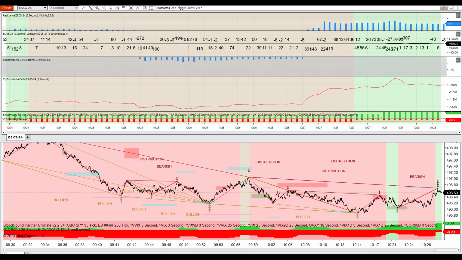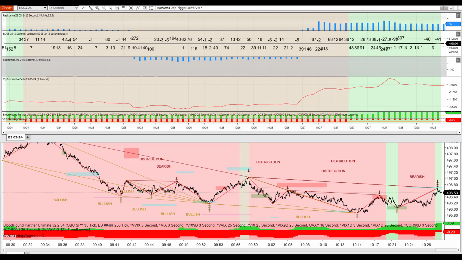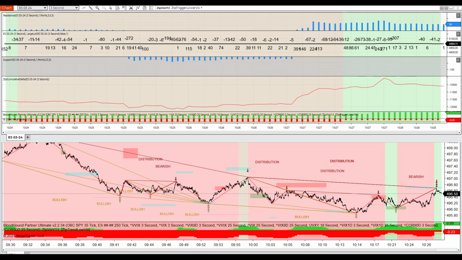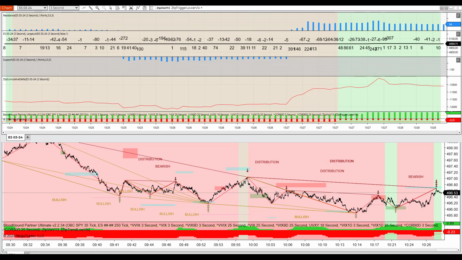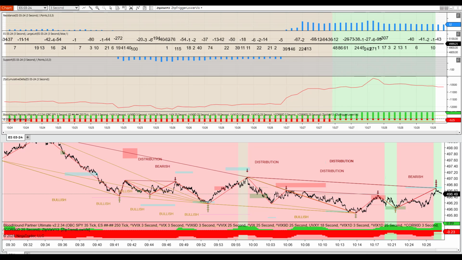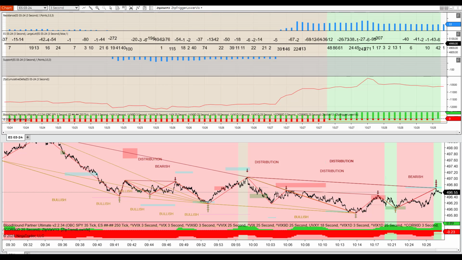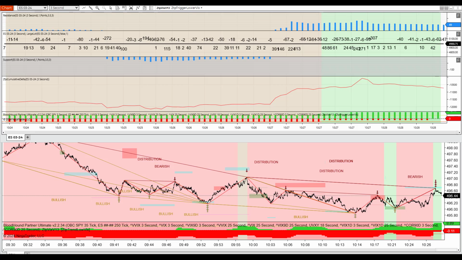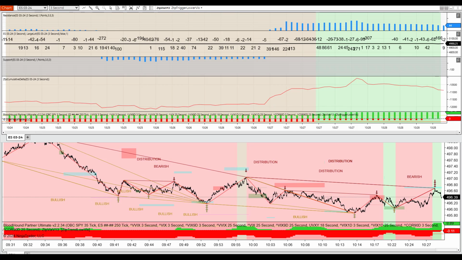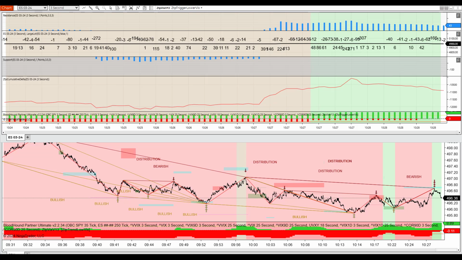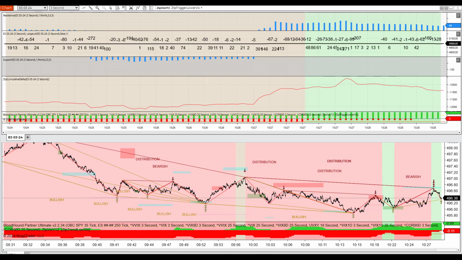Remember, on the delta strength indicator on this chart right here, there is no filter set, so the delta strength indicator is picking up all market orders without any filter. And now the selling starts to come in.